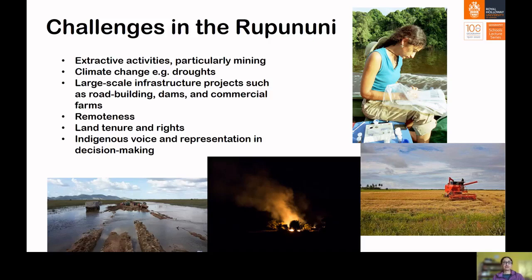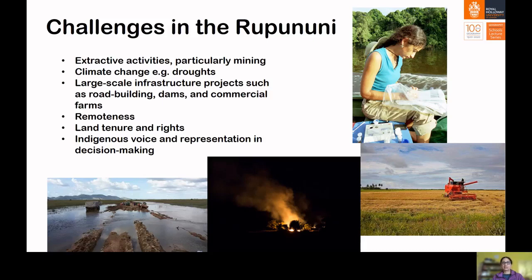They also have large-scale infrastructure projects, so the government likes to come in and do some large-scale projects many times with very little consultation to the local people and the Indigenous communities. Some of the ones that have been happening in recent times have been road building, dams, and commercial farms.